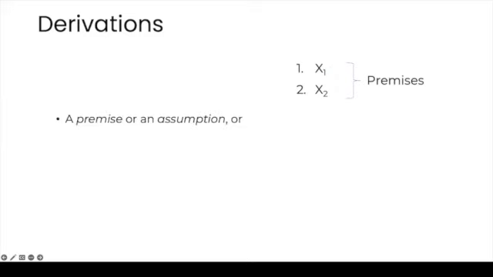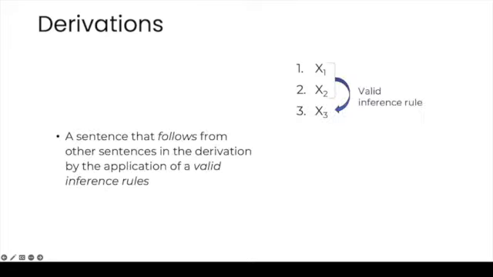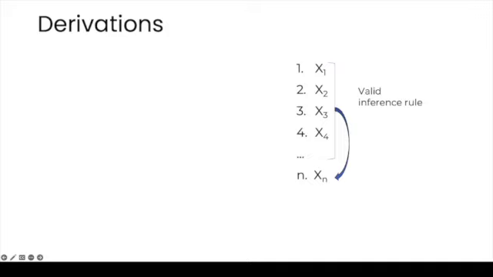So just for the purposes of this example, let's assume that x1 and x2 are given to us as premises. So in virtue of that, they get to be in the derivation. Also assume that x3 follows from the premise set by the application of a valid inference rule. So it also is admissible in the derivation. Next, x4 follows by another application of valid inference rules from the previous set, and so on. Finally, the last sentence to follow from the previous ones will be our conclusion.